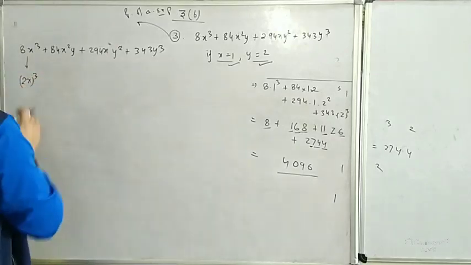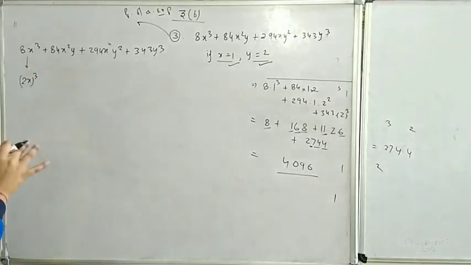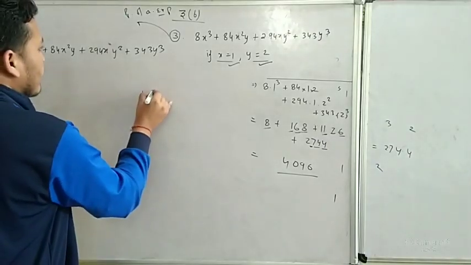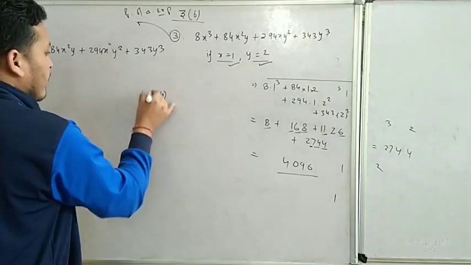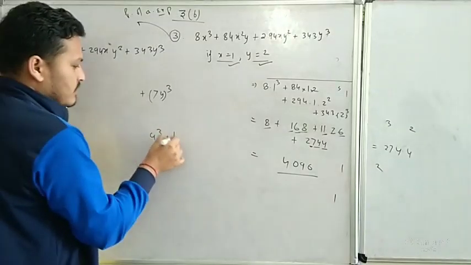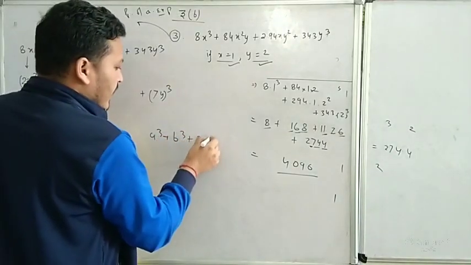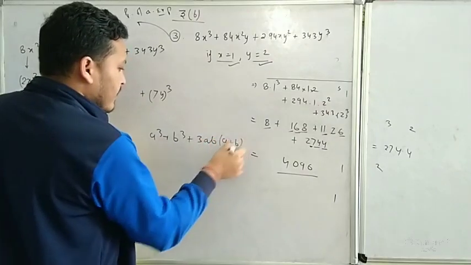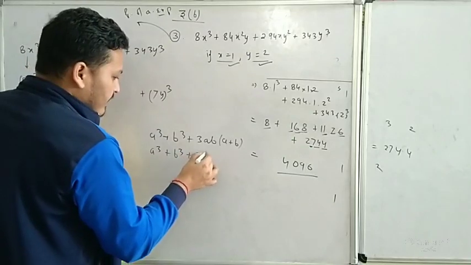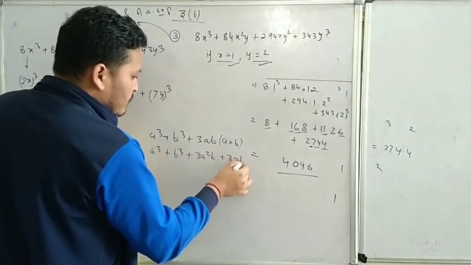Can you tell me, can we write this as 2x cube? Can we write it like this? Same here, what is the y cube? In terms of y, this is 7, and then y whole cube. The formula is a cube plus b cube plus 3a square b plus 3ab square.